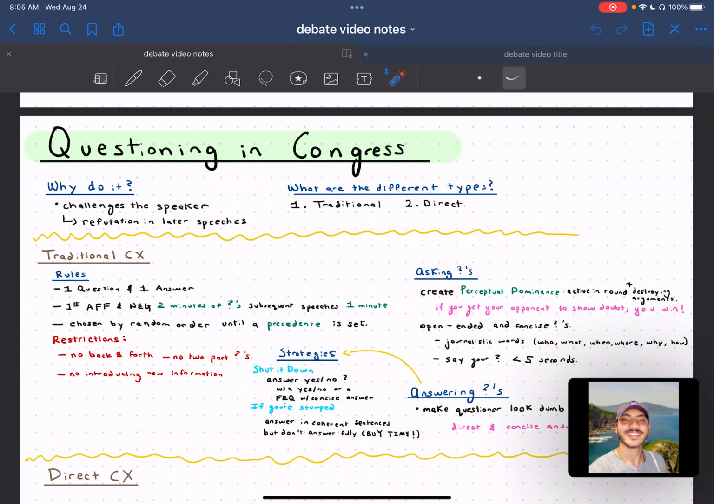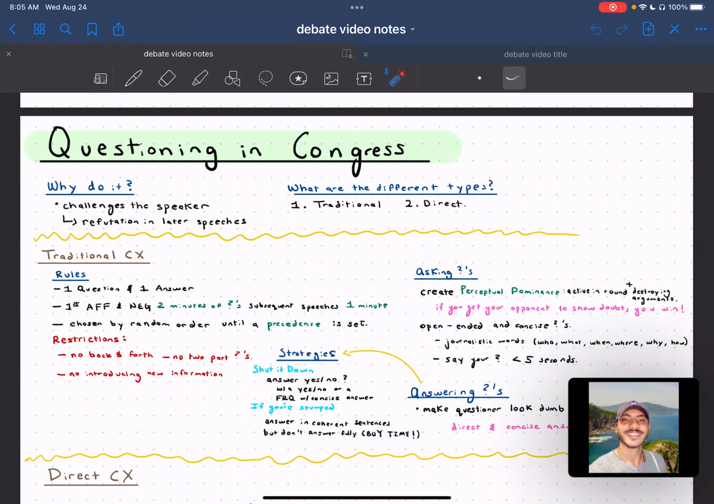The first question is, why do we do questioning? Well, the answer is pretty clear. It's because it challenges the speaker primarily. After all, if we were just giving speeches over and over again, then it would be more like an original oratory or an informative. The thing that puts the debate in congressional debate is refutation and challenging the speaker's ideas. That's what we're able to do in this questioning period.